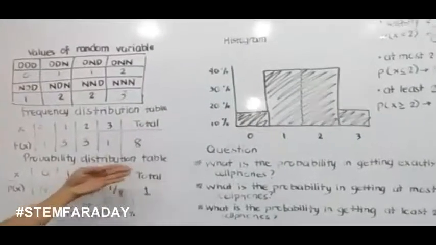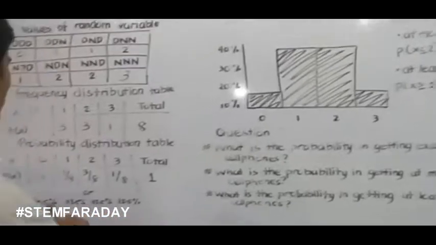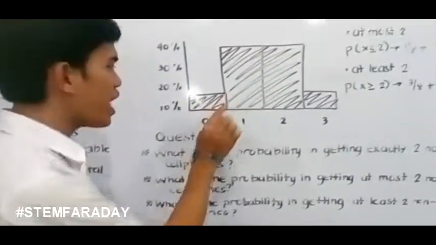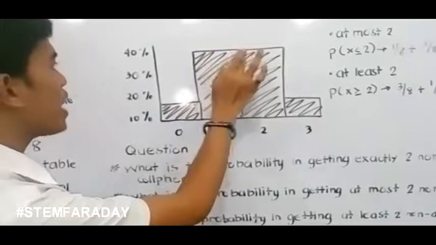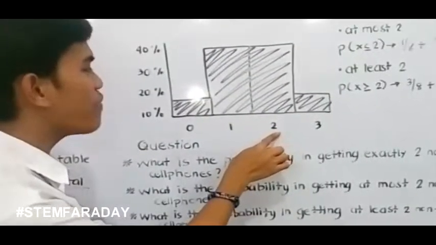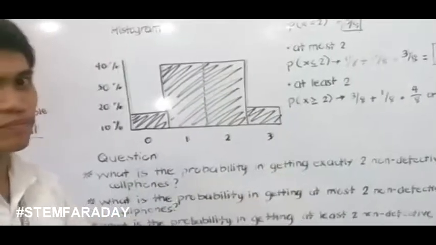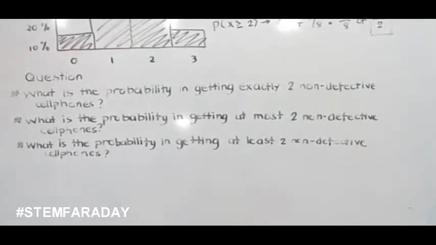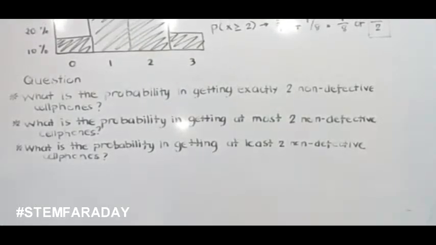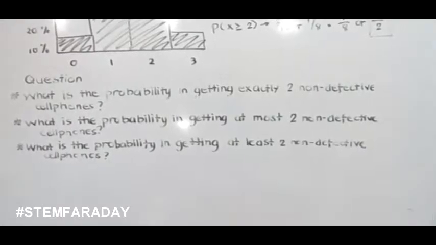In constructing the histogram, it is based on the probability distribution table in percentage. Respectively, 0 is 12.5%, 1 is 37.5%, 2 is 37.5%, and 3 is 12.5%. For the solution in getting exactly 2, which is P of X equal to 2, the answer is 3 over 8.